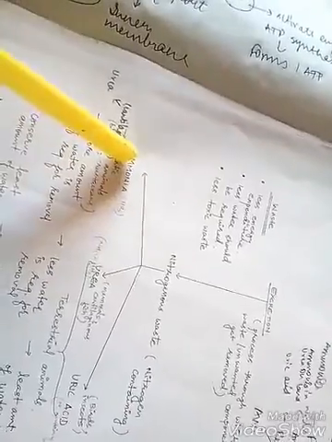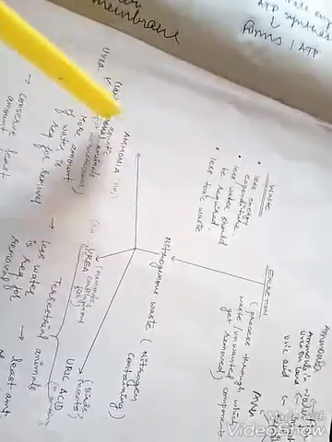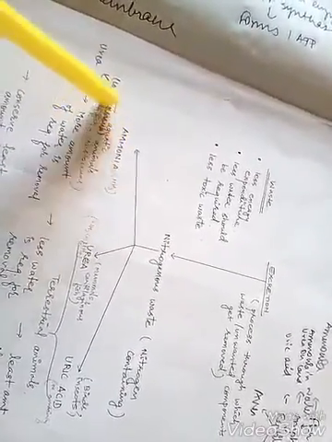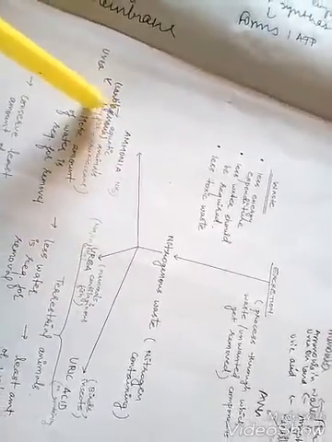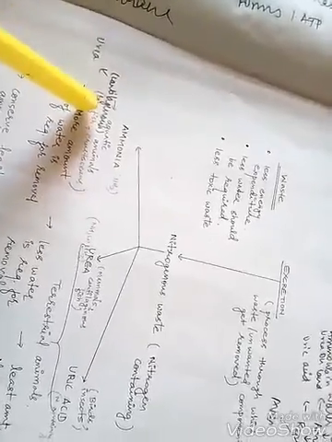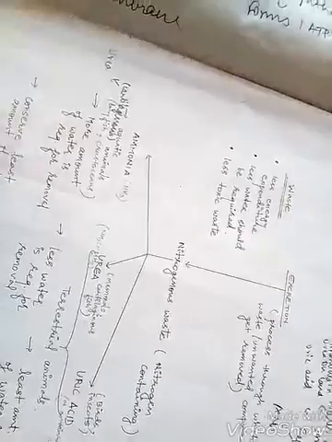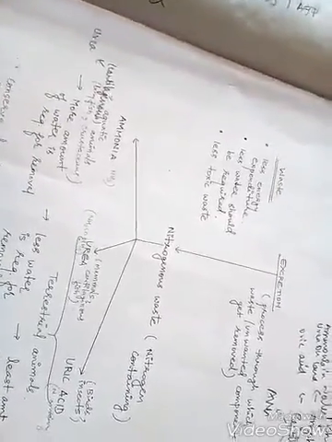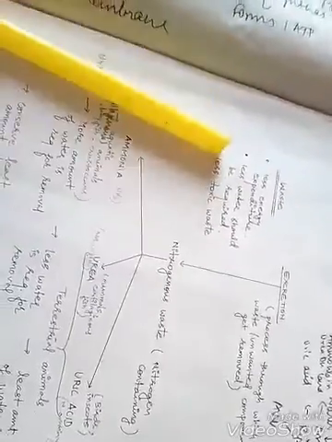So ammonia, let me first explain what it is. Ammonia is basically excreted by aquatic animals, and these are bony fish and crustaceans. What are crustaceans? Crustaceans are prawns, and you can say anything which is shellfish.